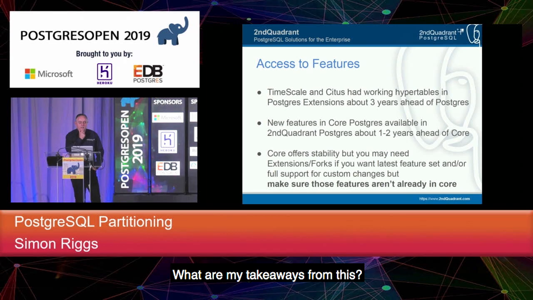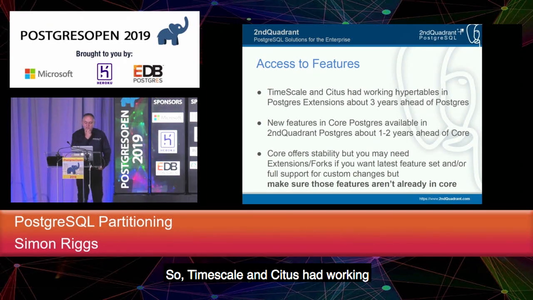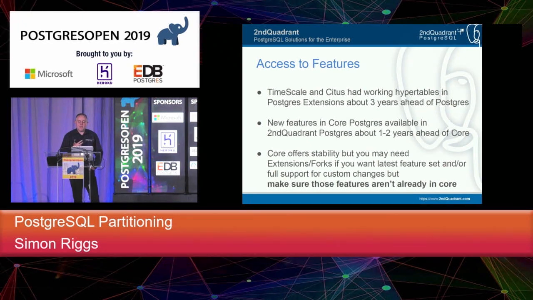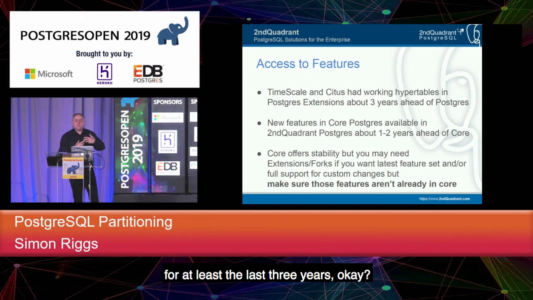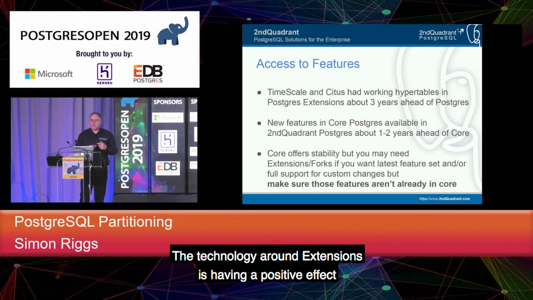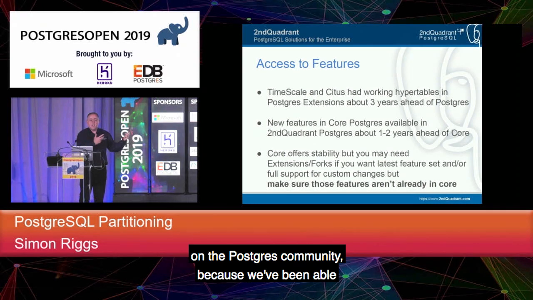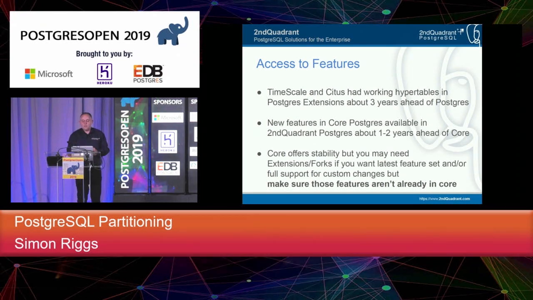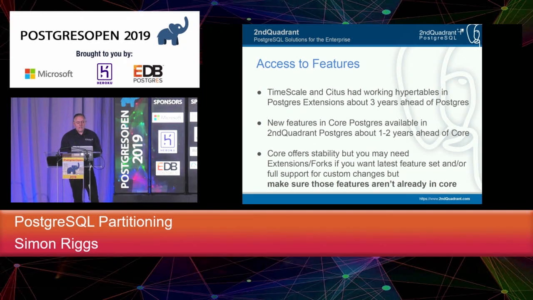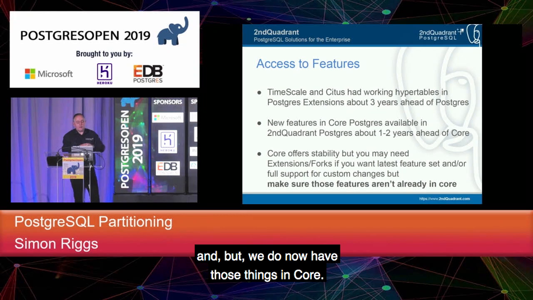So what are my takeaways from this? Timescale and Citus had working partitioning via the use of hypertables, working within their extensions for at least the last 3 years, okay? So I take that as a very good sign that the Postgres ecosystem is healthy, it's working. The technology around extensions is having a positive effect on the Postgres community, because we've been able to bring a solution into the arena quicker than we've been able to do in core. But we do now have those things in core.